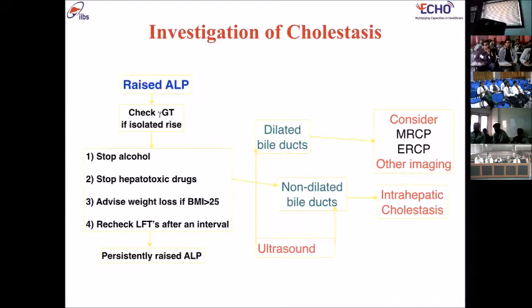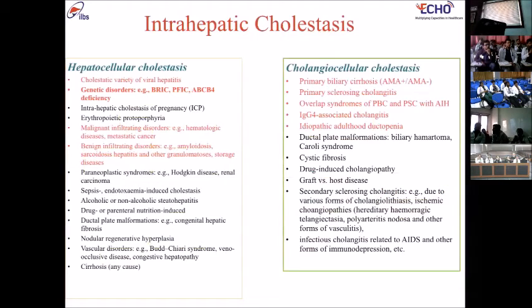If the patient has non-dilated bile ducts, then it usually points towards intrahepatic cholestasis, which can be secondary to some drugs or primary biliary cholangitis. And this basically points towards intrahepatic cholestasis, and this can be hepatocellular or cholangiocellular.